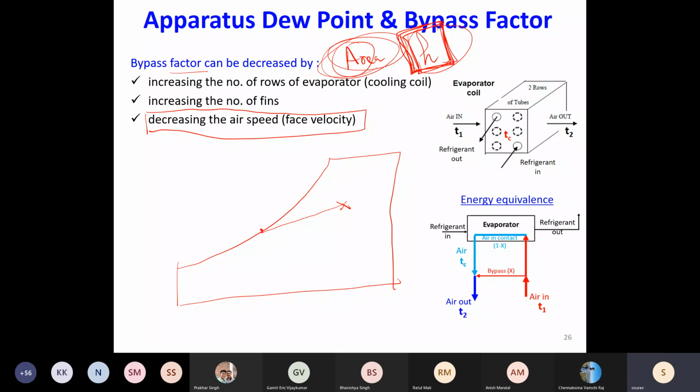Let's say this is your ADP. I have a certain air speed, and I get this as the exit air condition. If I increase the air speed, will this point move here, or will this point move here? Given that the coil temperature is the same and the incoming air temperature is the same, if I increase the air speed, what happens? Will the exiting air move here, or will it move here? Increasing the air speed.